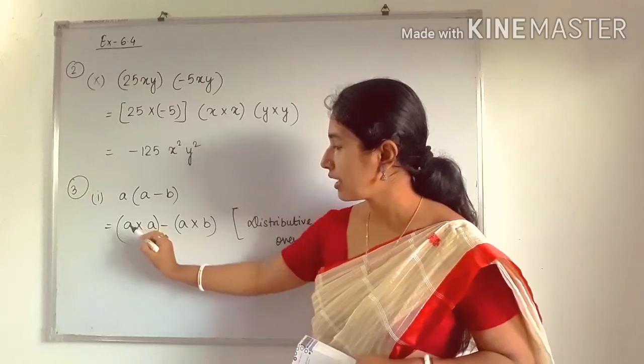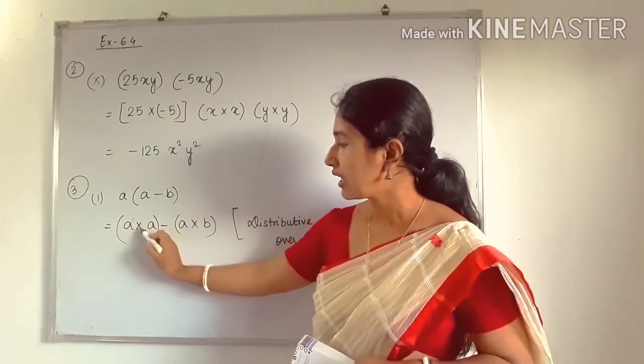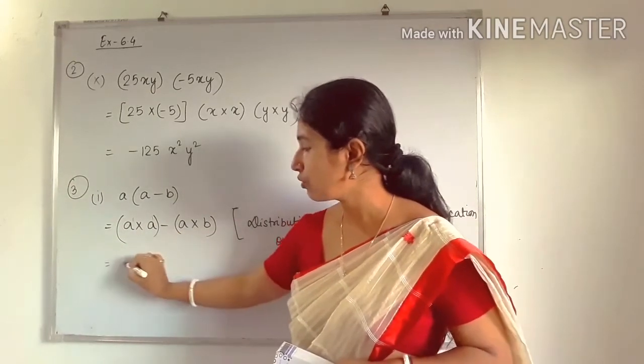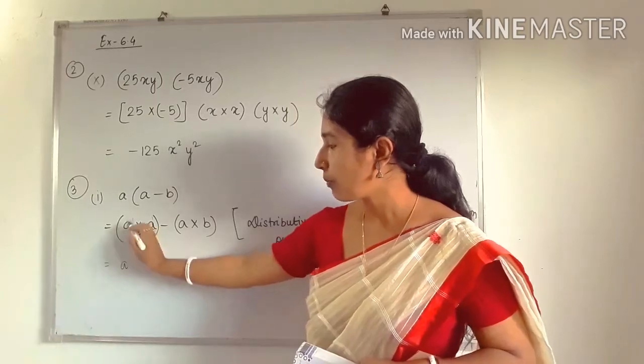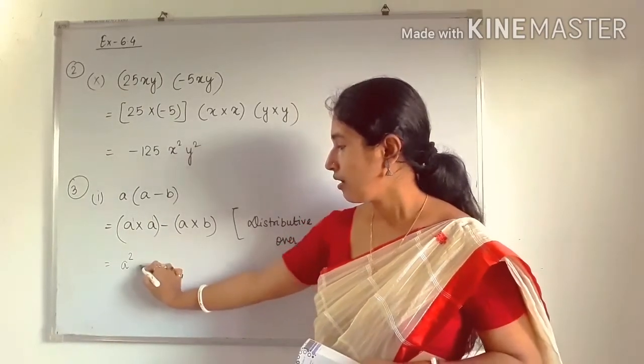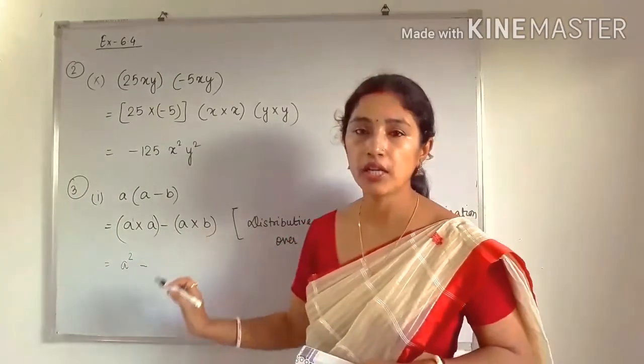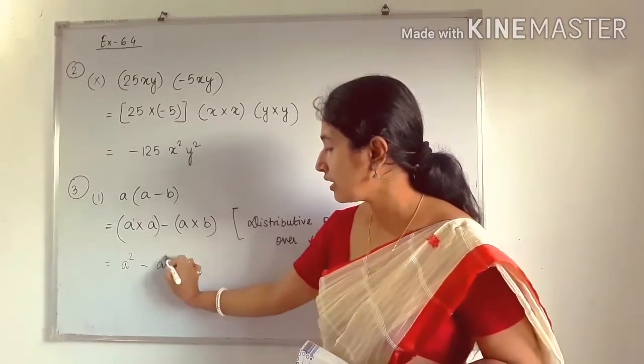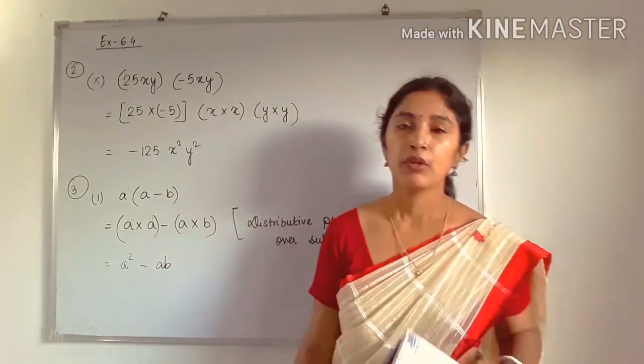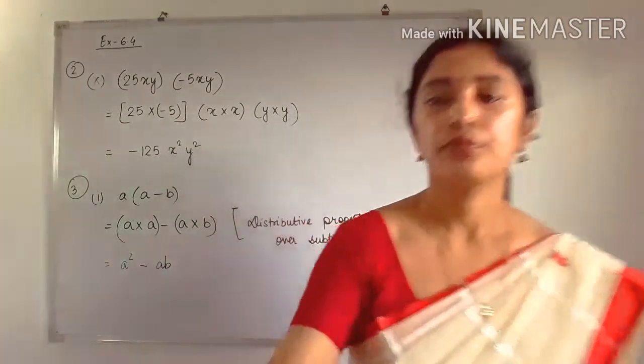So a into a, as you see the base is the same, so we can add the powers. So the powers are 1 and 1. So a to the power 1 plus 1 will be a square, minus a into b. We cannot multiply this one, so we will directly write ab, because the variable is not the same.